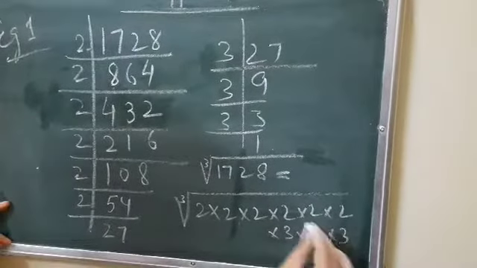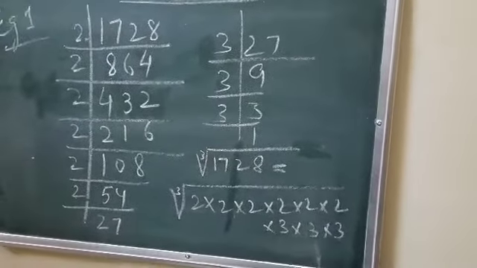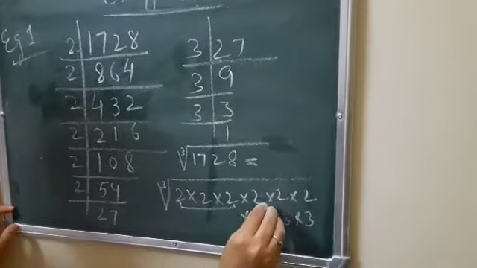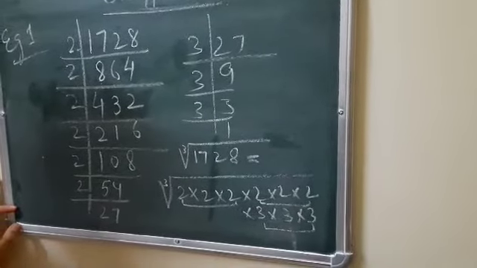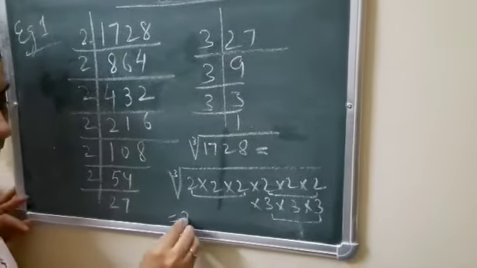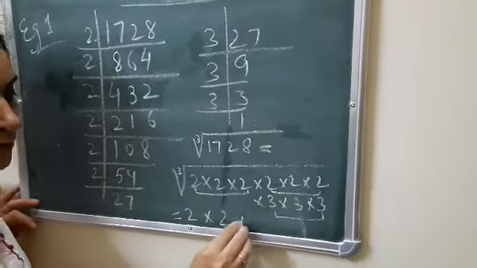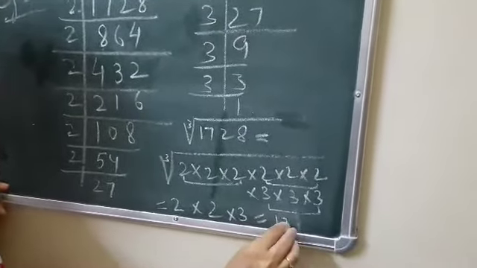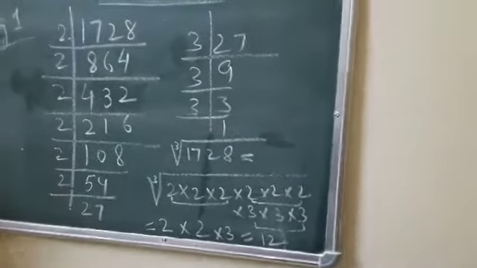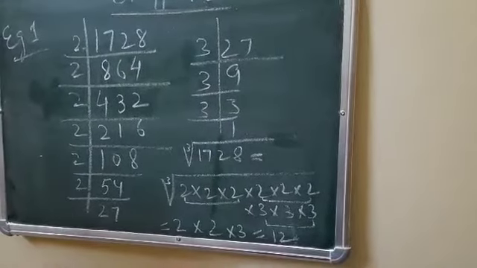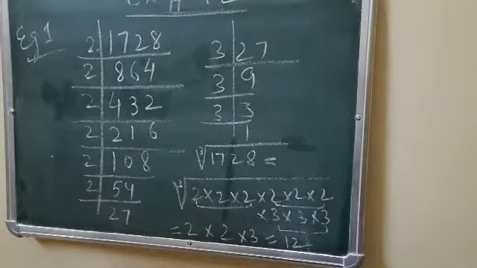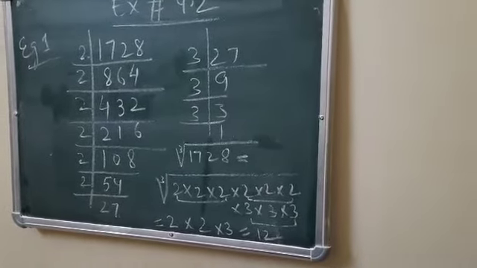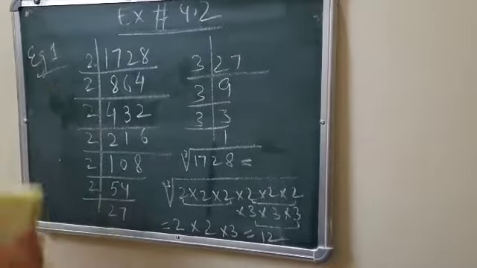Now what do we have to do in finding the cube root? I have to see whether there is a group of 3 or not. So one group, second group, third group. Out of these groups, one 2 will come out, one more 2 will come out, and one 3 will come out. So your answer will be 2 2s are 4, 4 3s are 12. So 12 is the cube root of 1728. Based on this, you have to do question number 1 of exercise 4.2 also.